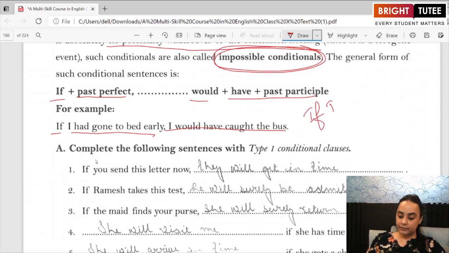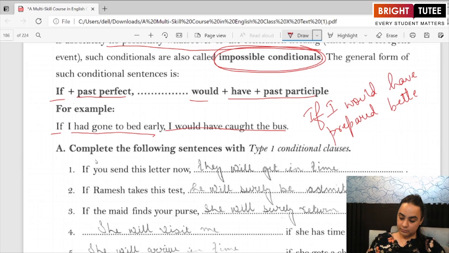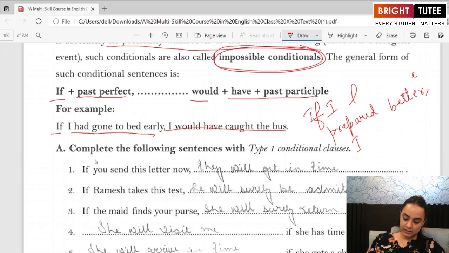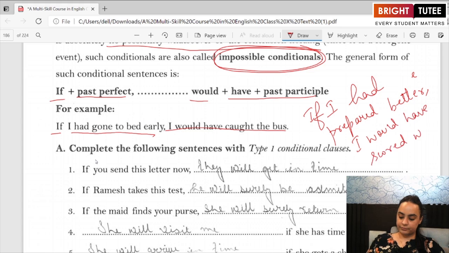If I had prepared better, I would have scored well. So such is the structure of an impossible conditional.